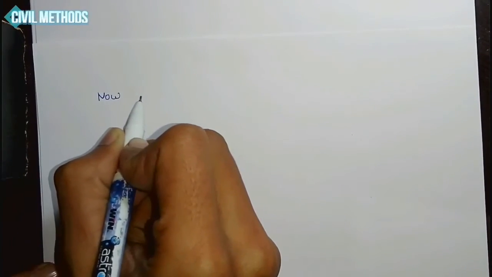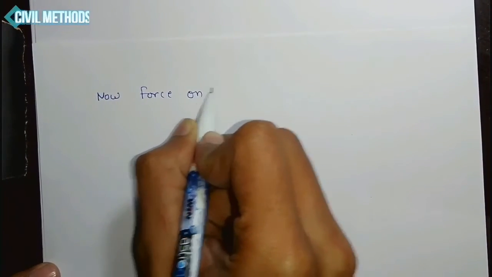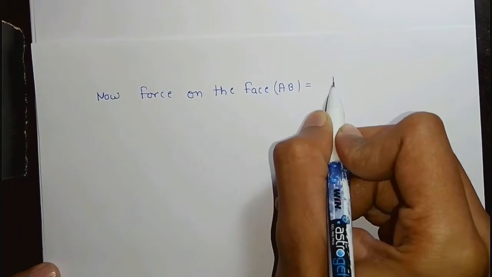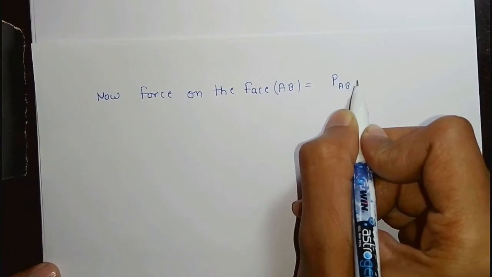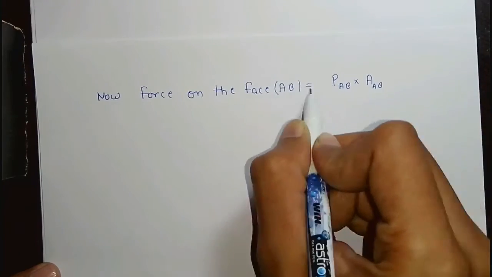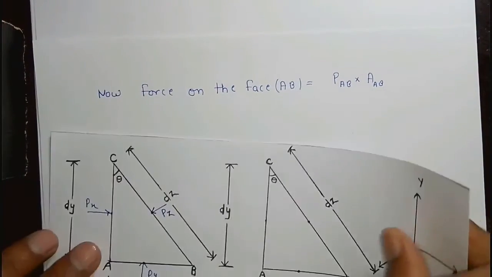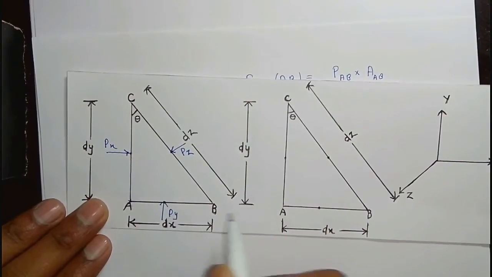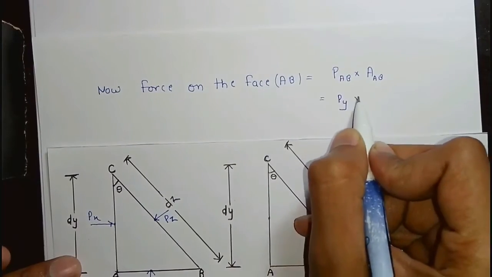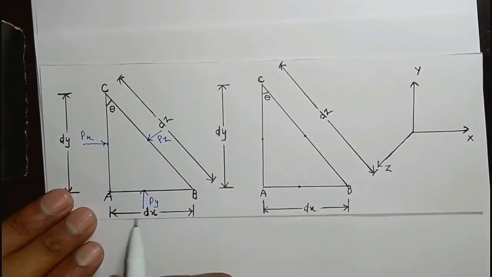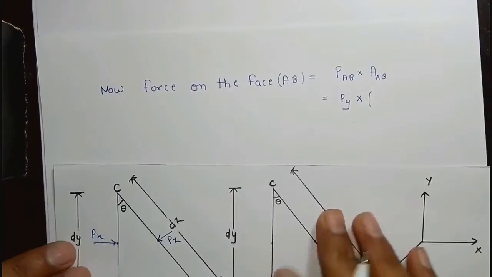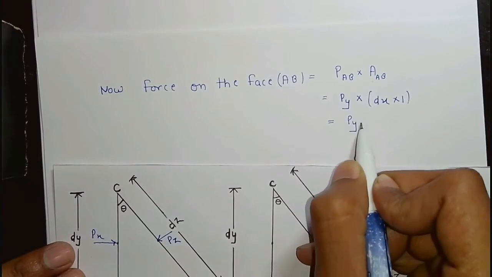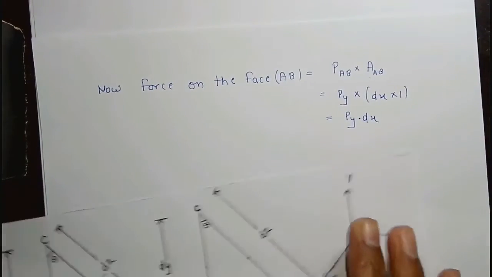Now force on the face AB is equal to pressure at face AB into area of face AB. Pressure at face AB is Py, and area of face AB is length dx and width unity, dx into 1, so Py dot dx.